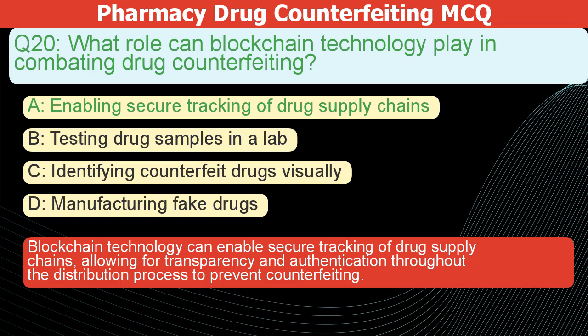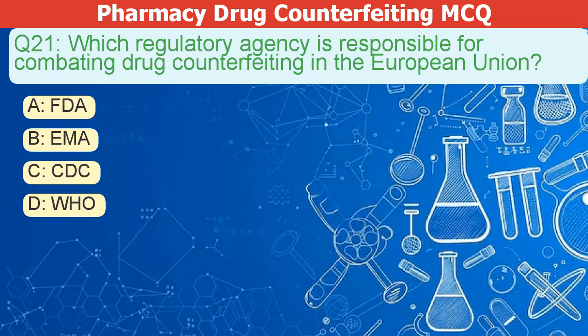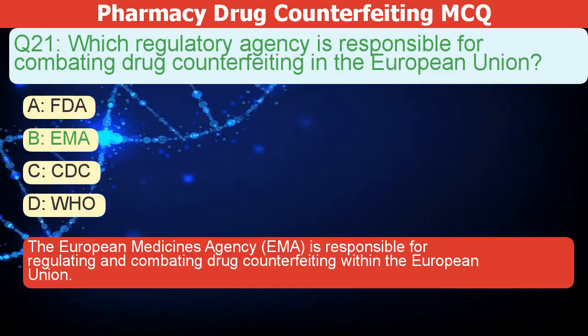Which regulatory agency is responsible for combating drug counterfeiting in the European Union? A. FDA. B. EMA. C. CDC. D. WHO. The correct answer is B. The European Medicines Agency, or EMA, is responsible for regulating medicines and combating drug counterfeiting within the European Union.